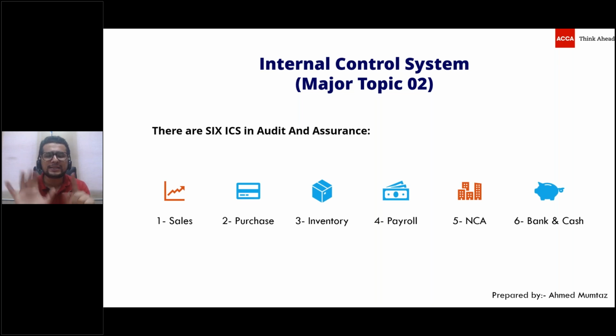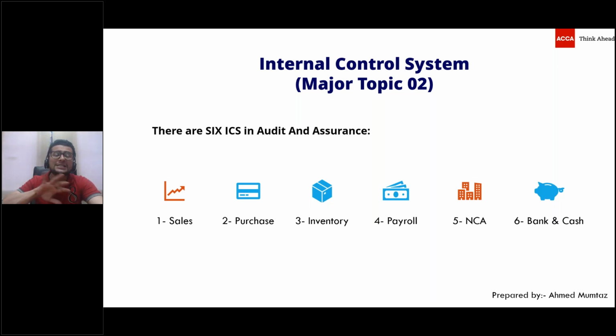There are 6 internal control systems in the AA syllabus. Now, before I move on to those 6 internal control systems, I need to make you understand what I mean by internal and what I mean by control systems. Internal means that whatever I'm going to tell you would be designed and implemented by the management itself.